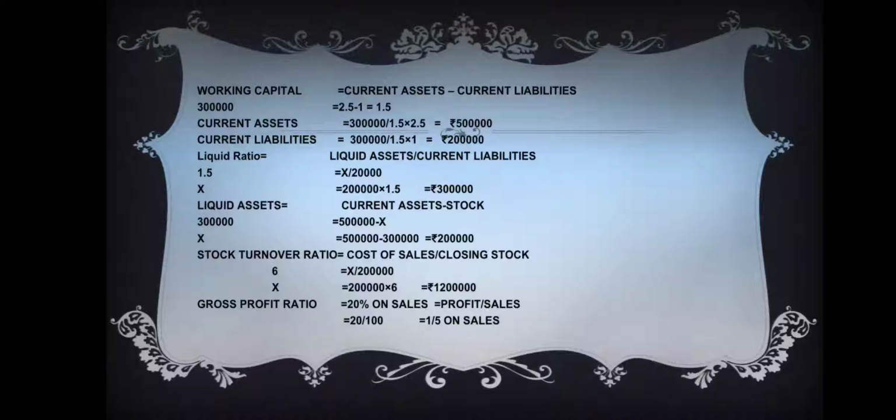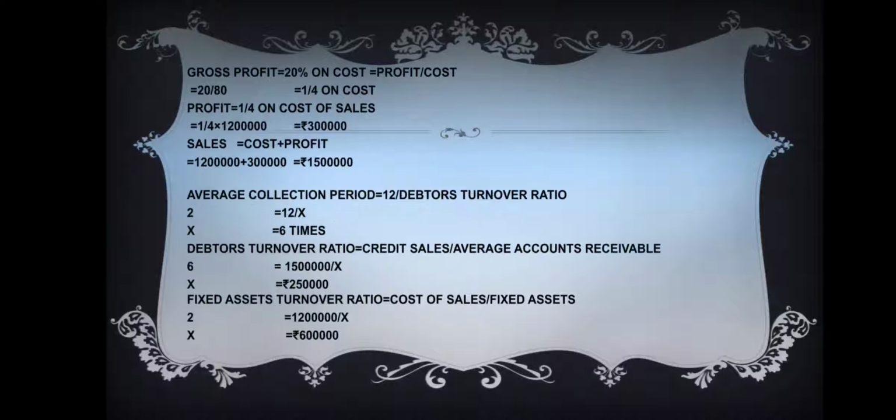First we need to calculate the working capital, which is current assets minus current liabilities. Then we get to know the current assets and the current liabilities by the data provided. Liquid ratio is equal to liquid assets divided by current liabilities. With this we get to know about the liquid assets. Stock turnover ratio and gross profit ratio are given based on the formulas. Then we need to figure out the gross profit percentage and the sales.